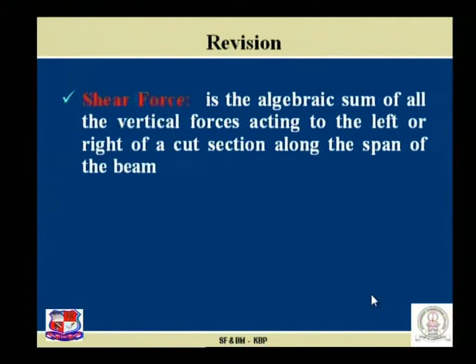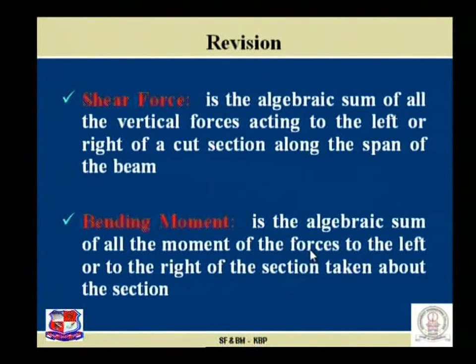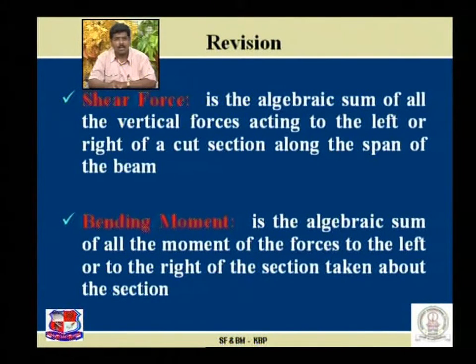What is shear force? Shear force is the algebraic sum of all the vertical forces acting to the left or right of a section along the span of the beam, while the bending moment is the algebraic sum of all the moments of forces to the left or right of the section.